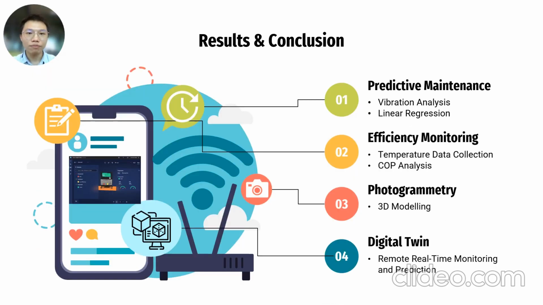All in all, predictive maintenance was able to be applied on the air conditioner system using vibration analysis with a linear regression prediction model. Efficiency monitoring of the system was performed by collecting temperature data and analyzing the COP value obtained to understand the cooling capacity and power consumption of the system. 3D modeling of the air conditioner unit was done using photogrammetry technology to create a highly accurate and detailed representation of the system's components. Finally, the gathered data was transmitted to the digital twin, enabling remote real-time monitoring and predictive maintenance with a 3D view of the air conditioner unit.